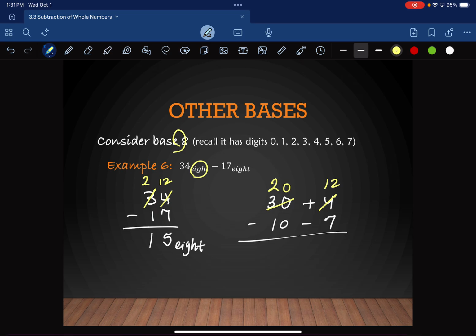If I were in base 7, I'd be borrowing 7. If I were in base 12, I would be borrowing 12. So it's all based on the base that we're in. And then I can do my subtraction just like I did on the other one. I get 5 here, and I get 10 here. And this is 15, base 8. Just like we talked about back in section 2, when we're doing bases like this, we have to write the subscript. Okay, all good?